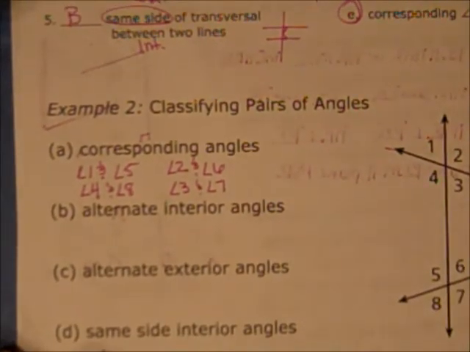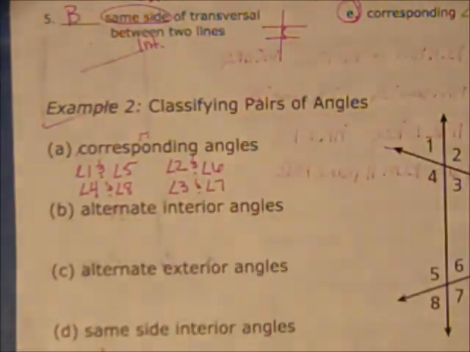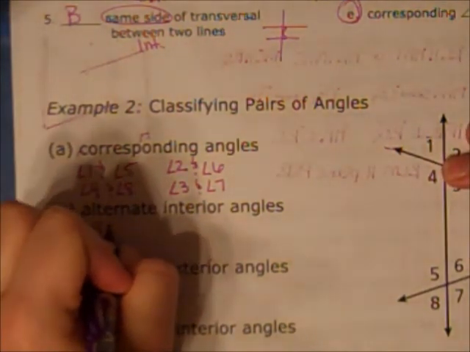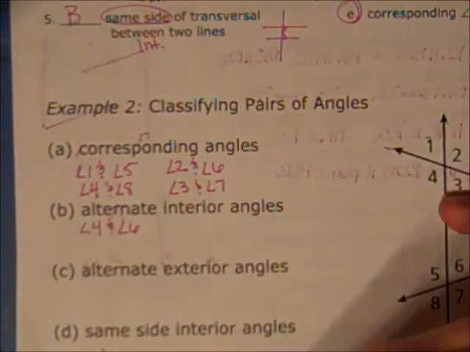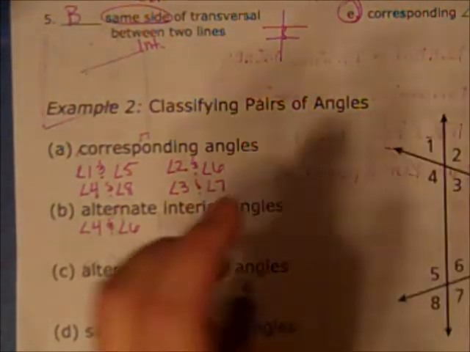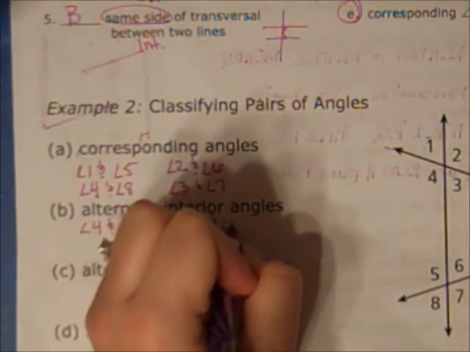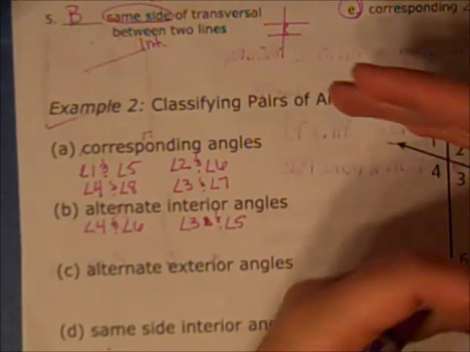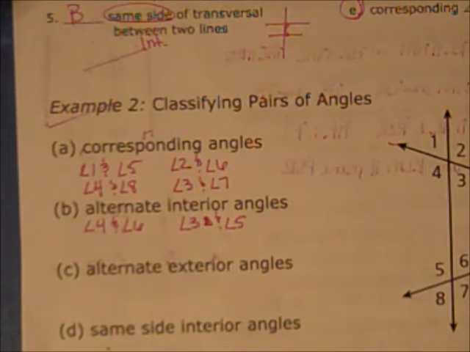Alternate interior. So all we remember, that's opposite sides of the line, but between the two other angles. So there's only 2 choices for that. Angle 4 and angle 6. One's on the left, one's on the right, but they're in between. And then the opposite would be angle 3 and angle 5. Still alternate, one's on the left, one's on the right, and they're still between the other 2 lines. So only 2 choices for that one.